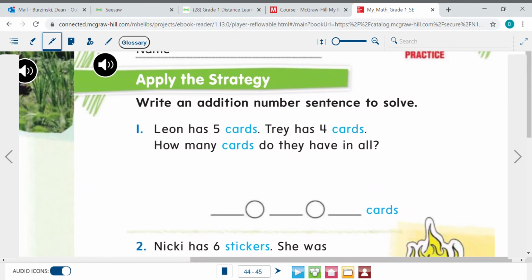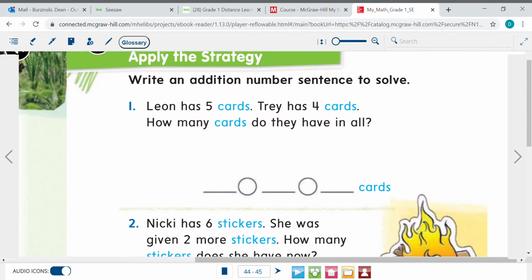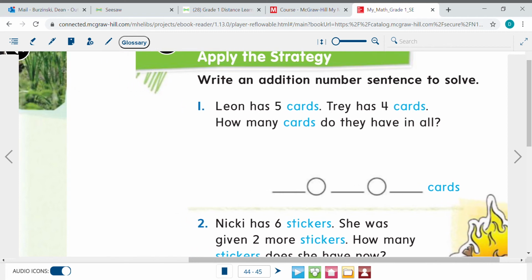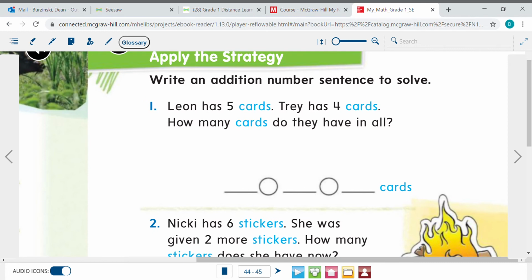And we're going to apply this now, which means we're going to practice. Sentence number 1, and we're going to write an addition sentence. Sentence number 1 says Leon has 5 cards. Trey has 4 cards. How many cards do they have in all?